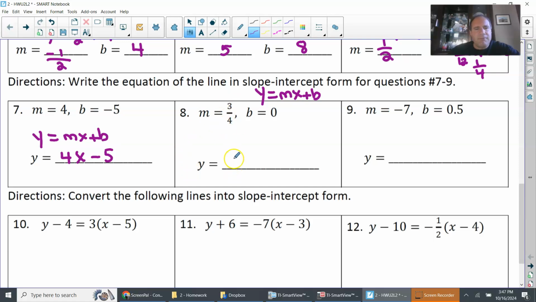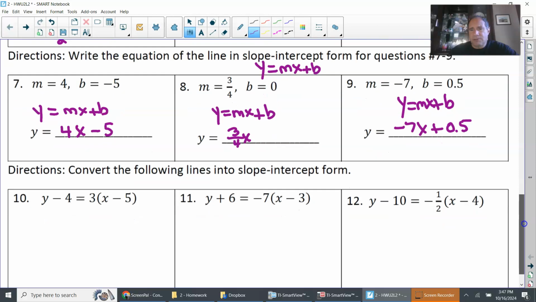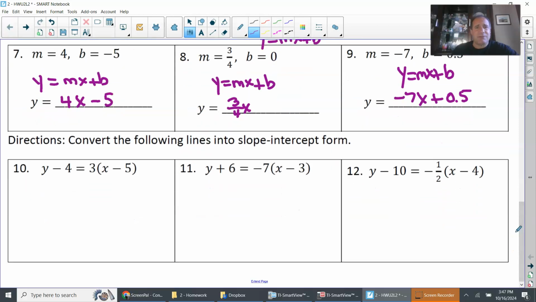For this one, you have y equals mx plus b as slope-intercept form. The b is 0, so you only have to put 3 over 4x, and then you don't have to put the plus 0. It's understood. All right, so this is your m, y equals mx plus b. And we have y equals negative 7x plus 0.5. That line goes down, it's very steep, and it crosses at 0.5 on the y-axis.